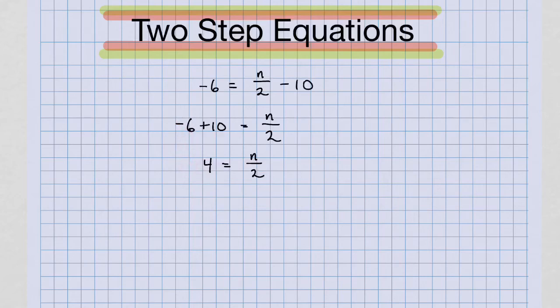N divided by 2, here the operation is division. So the opposite of division is multiplication. To get this n by itself, we're going to multiply both sides by 2. So we have 4 times 2 equals n, or 8 equals n. N equals 8. Here's our answer, n equals 8.